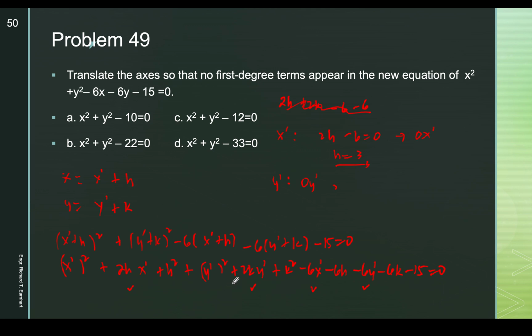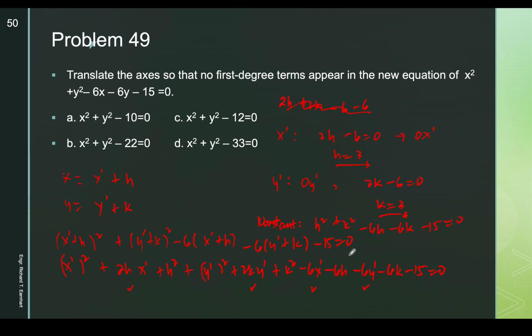Okay, so we have 2k here, then minus 6 equals 0, so also k is equal to 3. And for the constant term, we have h squared plus k squared minus 6h minus 6k minus 15 equals 0.